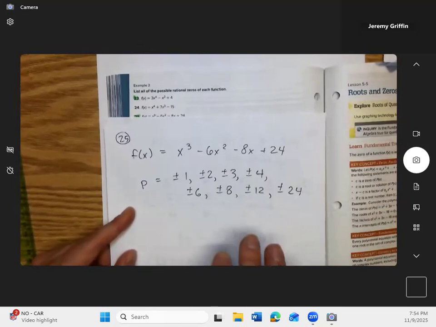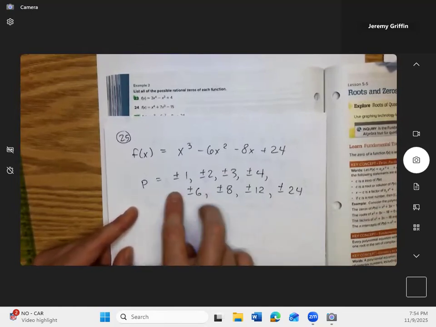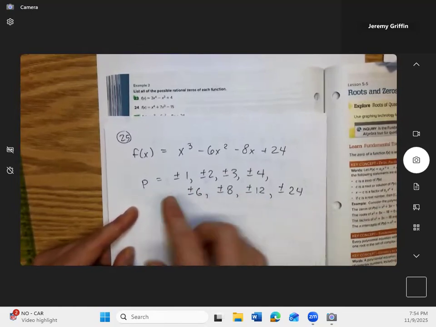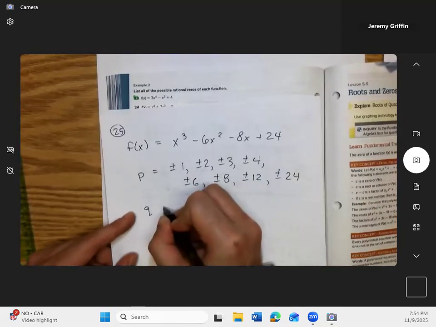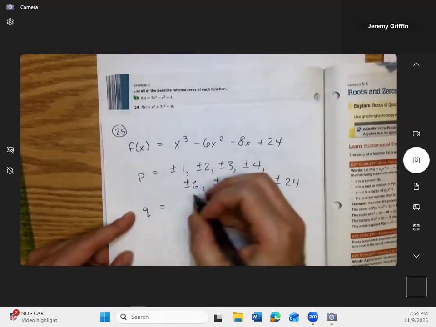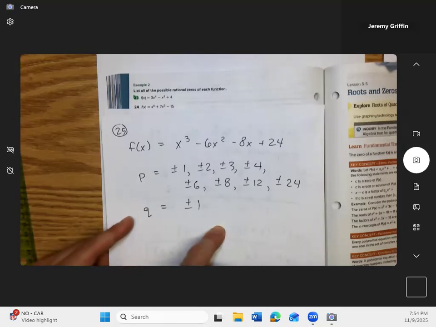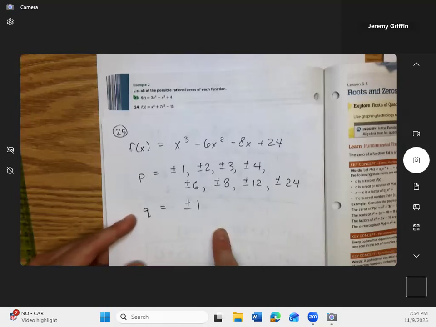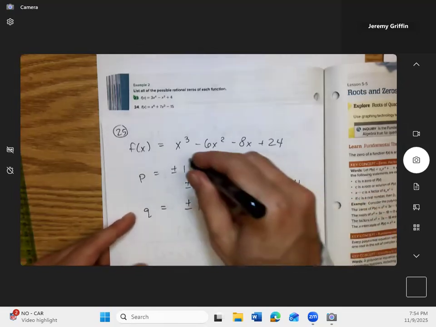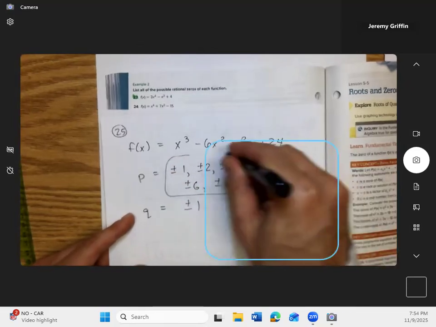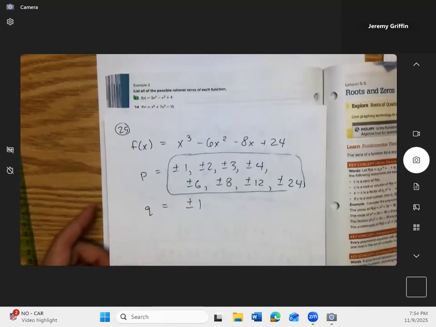So that's 16 different values. There's 8 numbers and then the plus or minus version of each one. Now values of Q, I think that's a lot easier. There's just plus 1, minus 1. Which actually means that if I'm just dividing by plus or minus 1, then this list right here is the answer. So those are all the potential zeros.